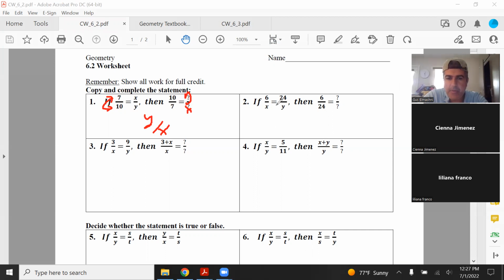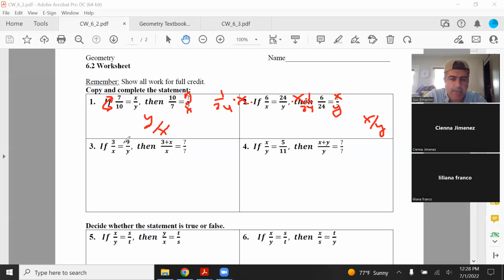Or if you look at this one here, number 2, if you have 6 over x equals 24 over y, then 6 over 24. So it seems as though we multiply both sides by x and also multiply both sides by 1 over 24. So if you do that, then you get x over y. Which actually would make sense because then x could be 6 and y could be 24. That would make sense. So that would be x over y for that one. Here, 3 over x equals 9 over y.